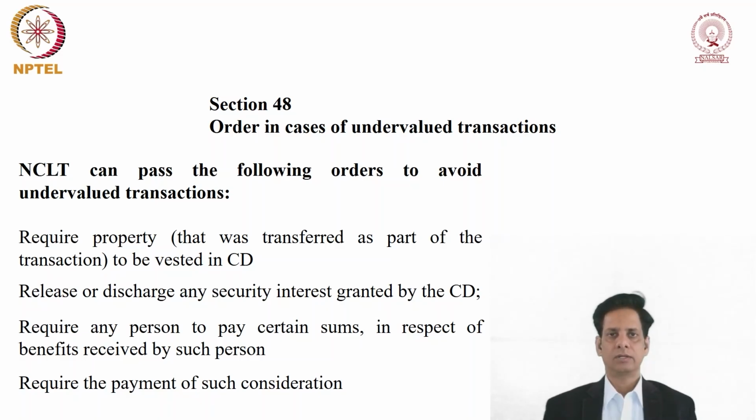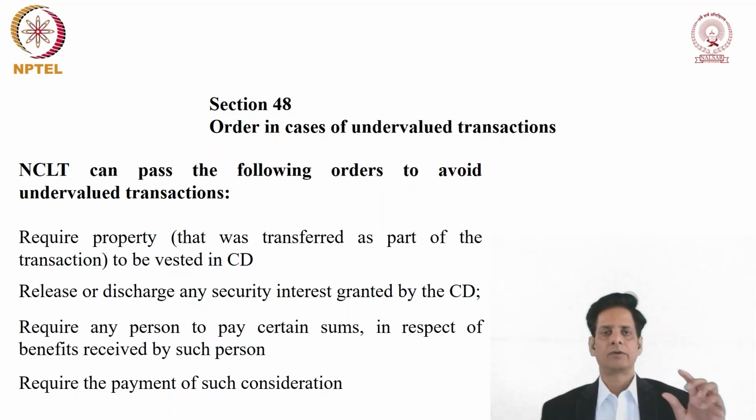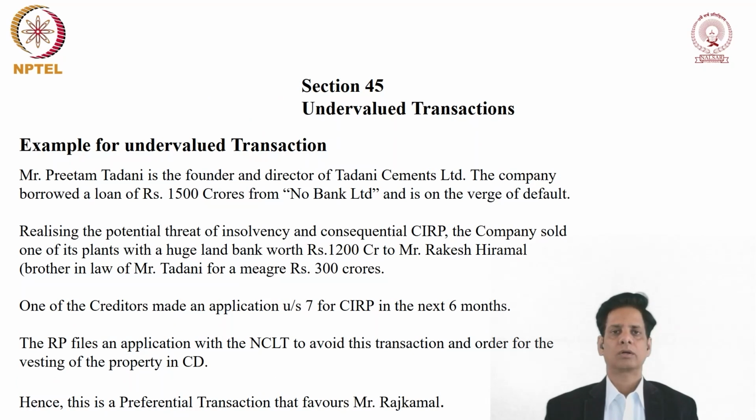So we have seen 3 sections, 46, 47 and 48. In 46 we have seen that the resolution professional or liquidator will make an application in case there is an undervalued transaction. In 47, the application will be made by the creditor, and 48, what kind of orders can be passed by NCLT or the adjudicating authority. So what kind of transactions can be undervalued transactions? We are looking at the example.